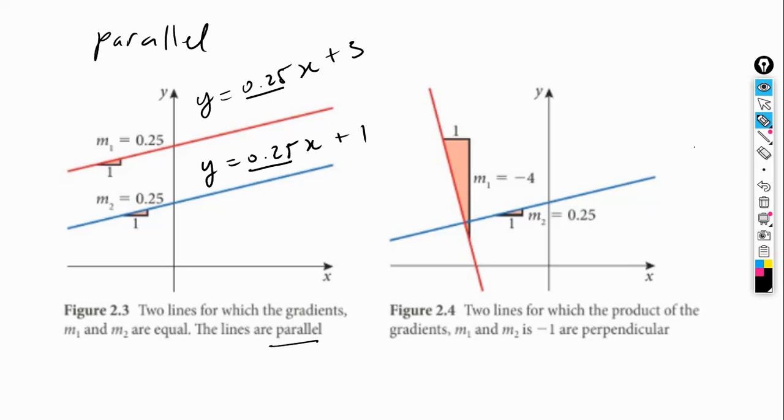Then we have lines that are perpendicular. So when do we know when lines are perpendicular? Well, if their slopes multiplied give you -1. For instance, if you multiply -4 times 0.25, which is the same as 1/4, if you multiply this by 1/4, this is going to equal -1. Another way of looking at it is if the gradients are opposite in sign and also multiplicative inverses of each other, like in this case where you have -4 and the other gradient is 1/4.